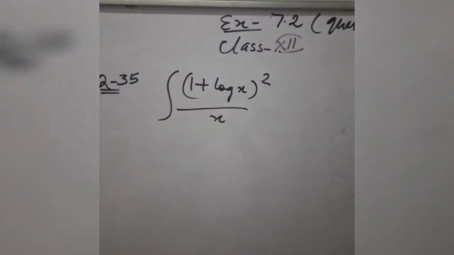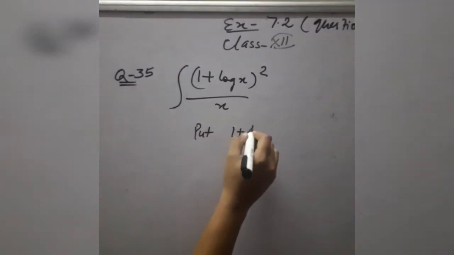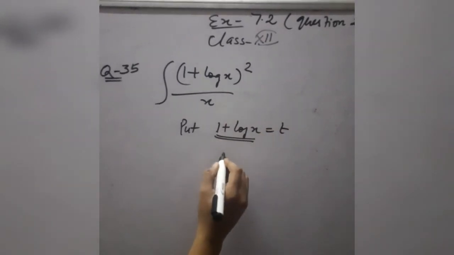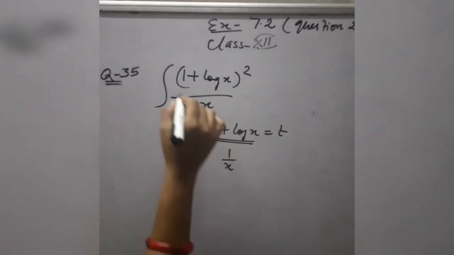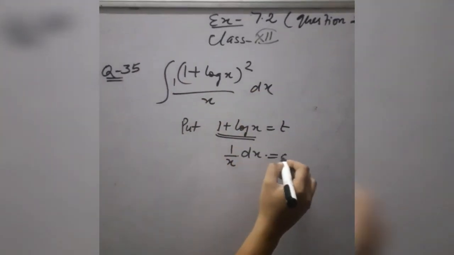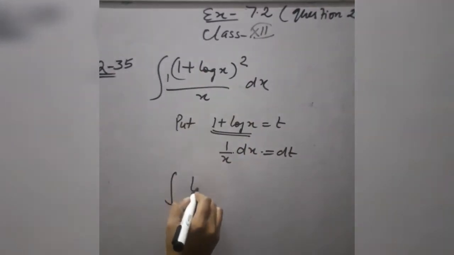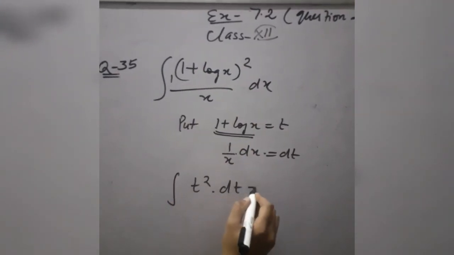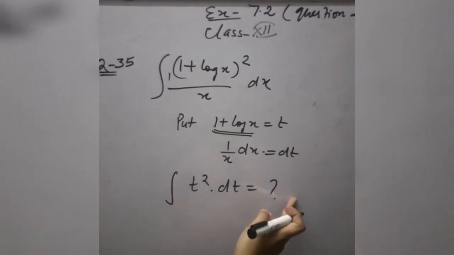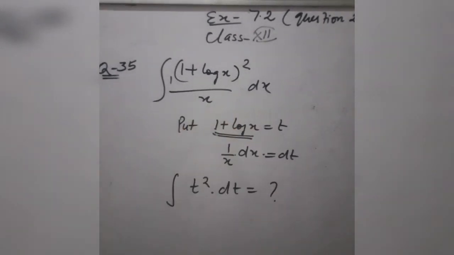This sum is very simple, because in this sum if you put 1 plus log x equals t, then the derivative of 1 plus log x is: derivative of 1 is 0, derivative of log x is 1 by x, which is present in the statement. That's why 1 by x into dx equals dt. So use these two results here, it becomes t square into dt. Now after that the integration is t cube by 3 plus integration constant c, and in the last step in place of t write 1 plus log x.